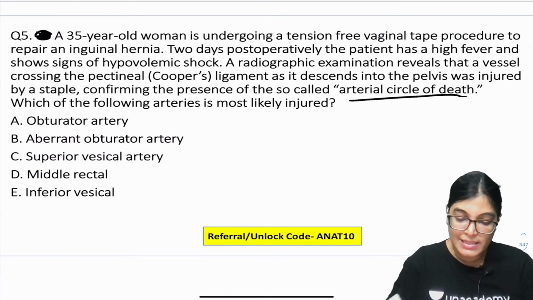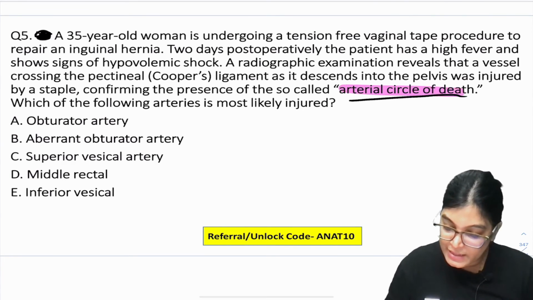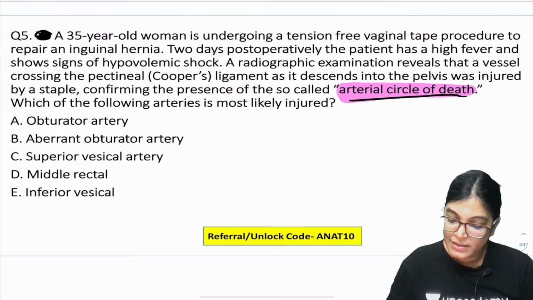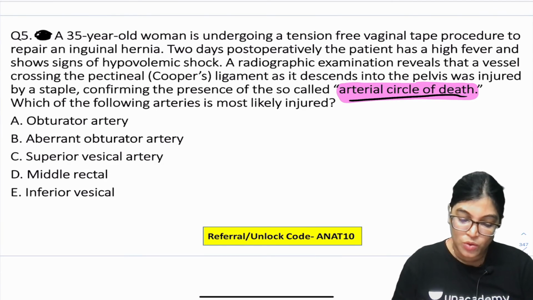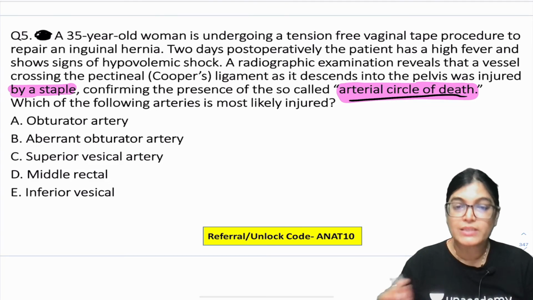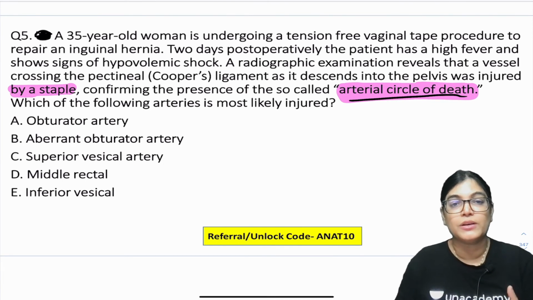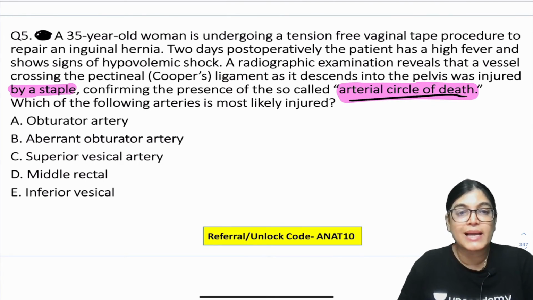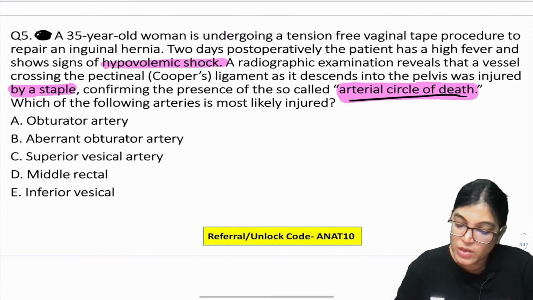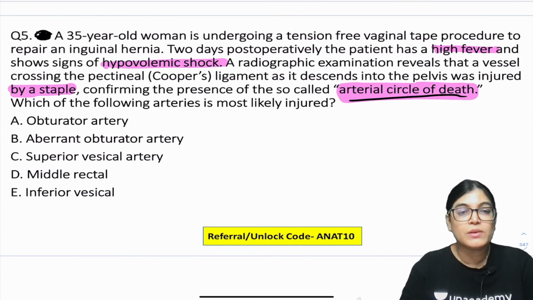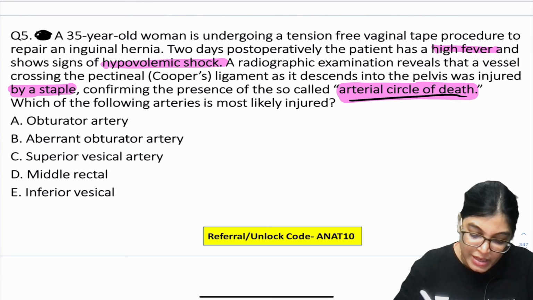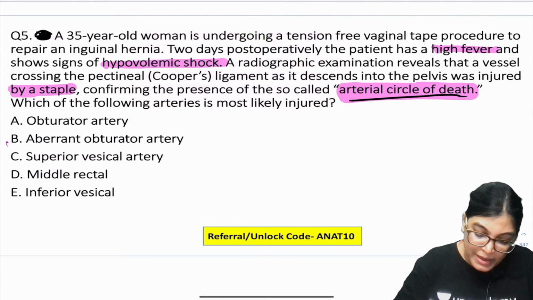Actually, it is exactly giving the answer, as the arterial circle of death is mentioned and the condition is seen, and the staple is a very important structure here. The signs of shock are there. The signs of hypovolemic shock mean bleeding has occurred, along with high fever. So, the correct answer will be injury to the obturator artery, that is the aberrant obturator artery.